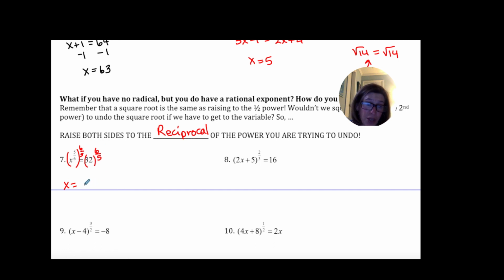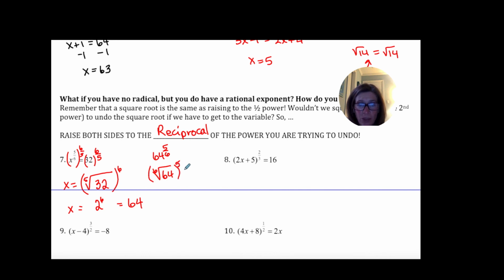32 to the 5/6 we know means the 6th root of 32 to the 5th... The 5th root of 32 is 2. 2 to the 6 is 64. Does that make sense? Okay, and if we test our answer, 64 to the 5/6 gives me the 6th root of 64, which is 2, to the 5th power, which is 32. And so it checks out.